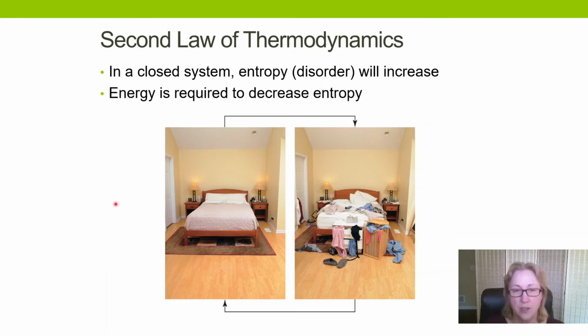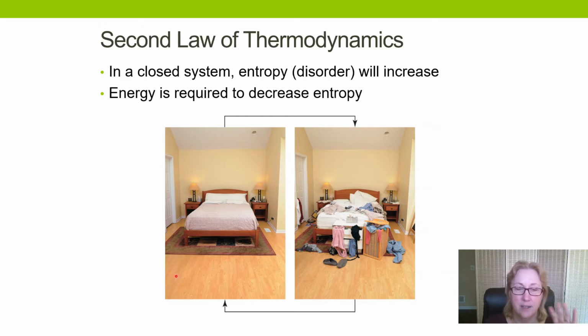And this is a good example of that. If you have a nice clean room and you don't input any energy into keeping it clean, eventually it's going to be very messy. And so entropy has increased from this nice, neat bedroom to a messy, disorderly bedroom. That means that entropy has increased. If you want to lower the entropy of the system, you need to input energy to clean.